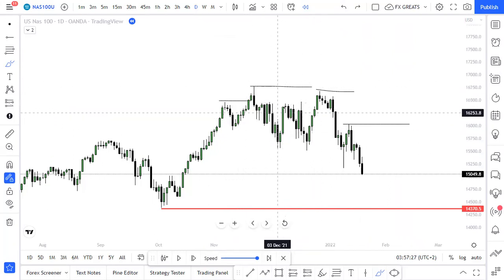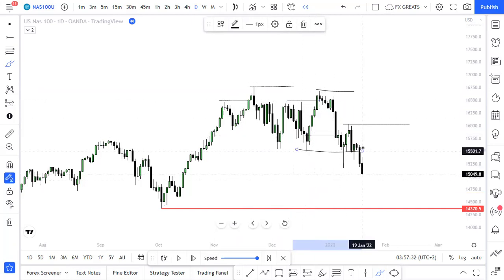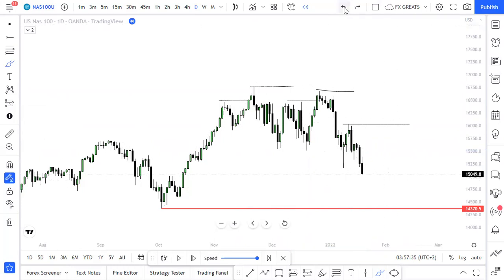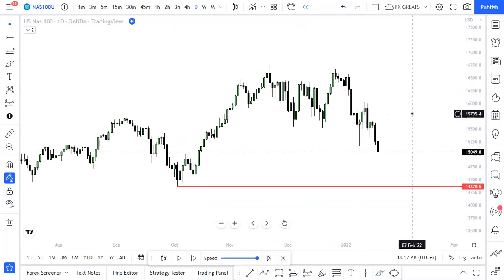Another example, didn't you break structure here? Yes, you did. Why did the market not react from this order block? Why did it not hold the price? Because there is liquidity. Short-term highs and short-term lows hold liquidity. That's the only thing that you should focus on, not the trend line liquidity that they talk about. That's not it.